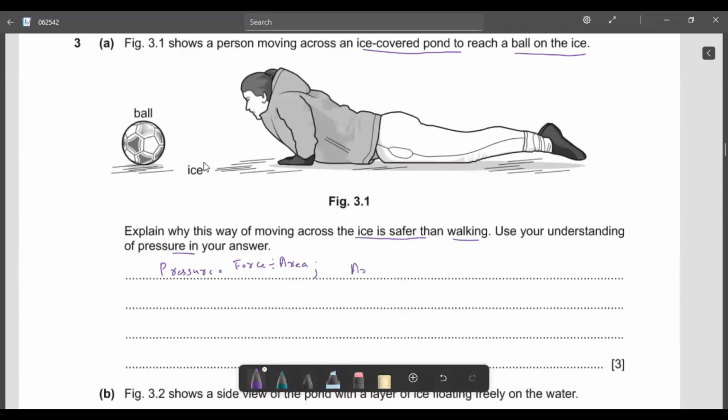So as area increases, pressure decreases. When he is standing, the area of contact will be very little. As he is lying down like this, the area of contact is more. As the area of contact is more here, the pressure will be less.